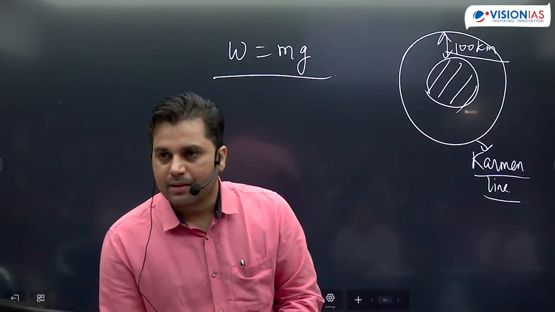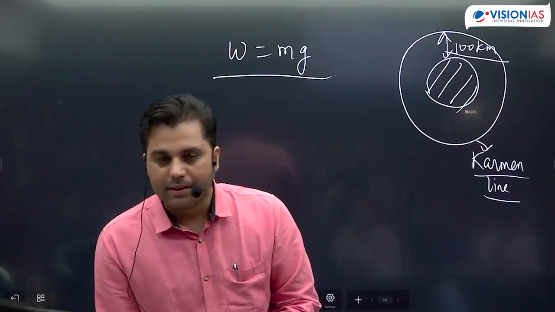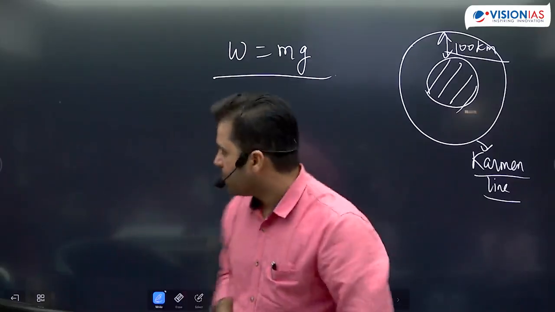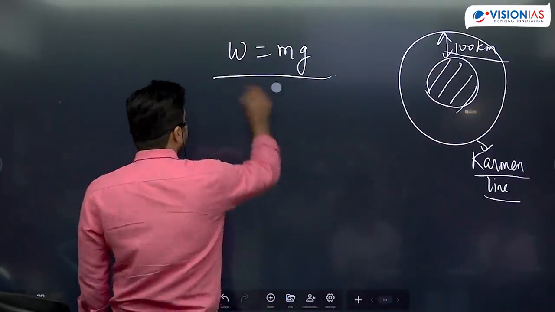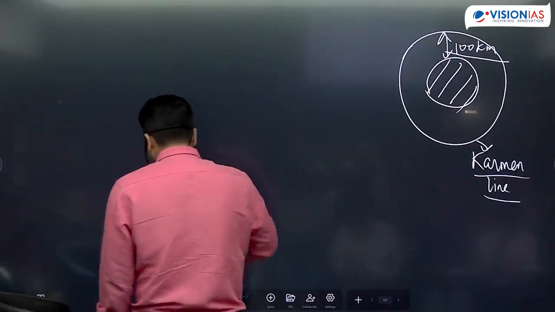In today's class, I will continue the discussion where we left off in the last class. We're talking about types of orbits. Before I come to the last type of orbit, there is a small criteria which we should know.